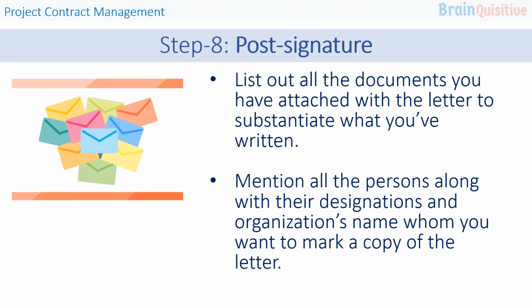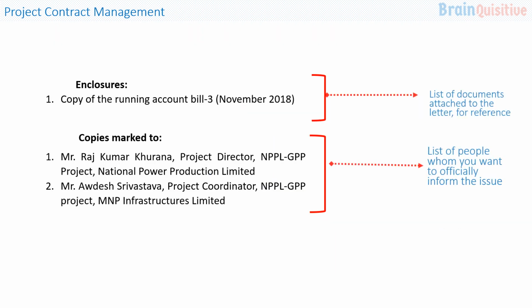Post signature, list out all the documents you have attached with the letter to substantiate what you have written. Mention all the persons along with their designations and organization's name, whom you want to mark a copy of the letter. Now here, you have given a list of the enclosures and a list of people whom you want to officially inform the issue.